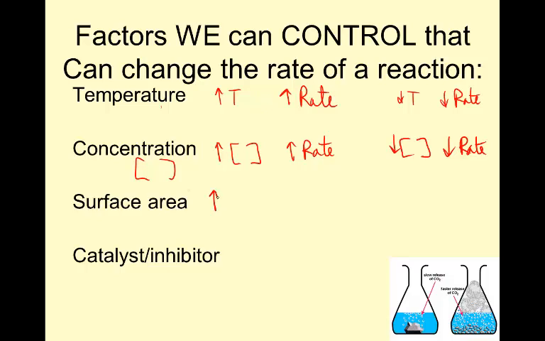Surface area. Higher surface area, higher rate. Why? Because there's more places to collide. More collisions means higher rate because more of them could be successful. Lower surface area, lower rate.